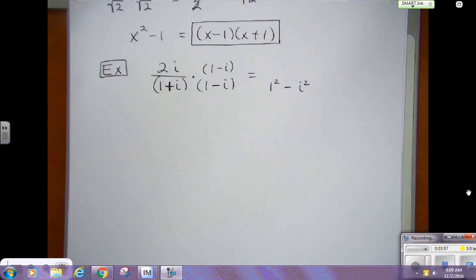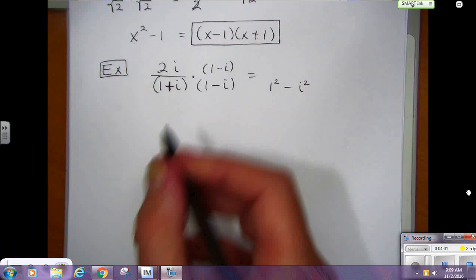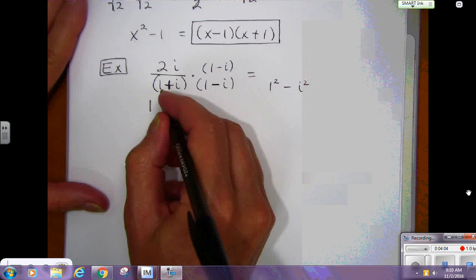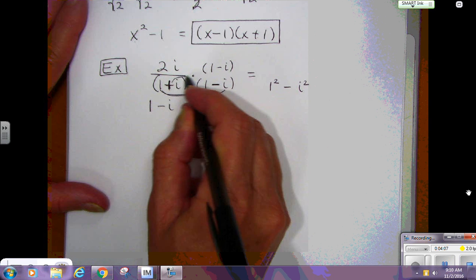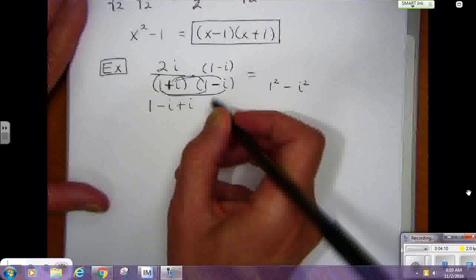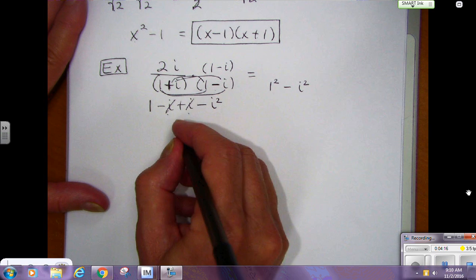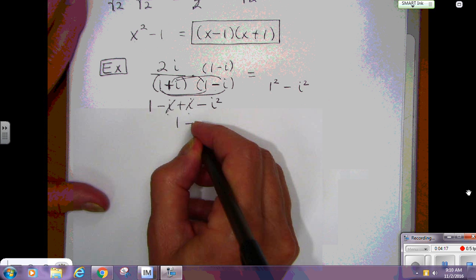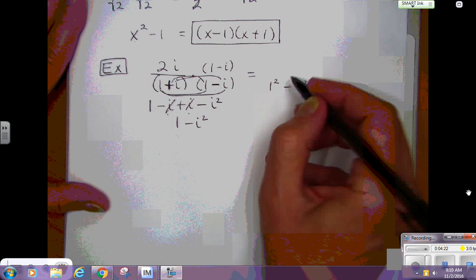And just to illustrate that, let me multiply these two using FOIL. Okay, so I'm going to multiply the first terms, the outer terms, the inner terms, and the last terms. So negative i plus i, that's 0, and all you're left with is 1 minus i squared. That only works with conjugates.